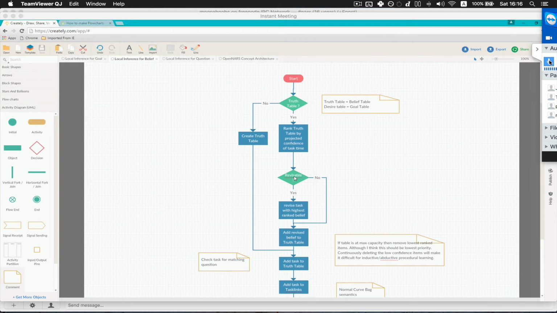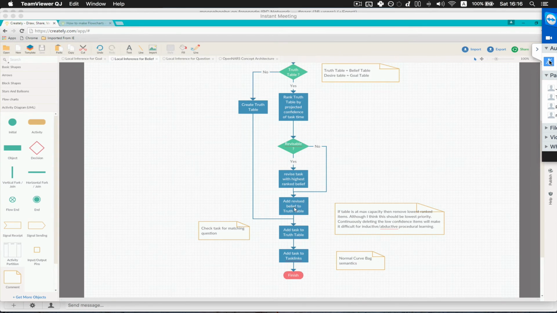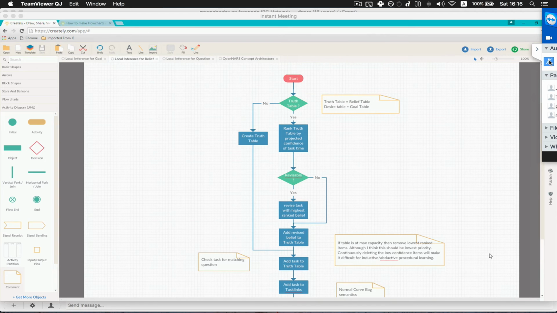That's more or less the same with local inference for goal at the same point. It's the same process. So we revise with the highest ranked belief. That becomes the active belief at that point. We add that to the truth table. That's the revised belief. We add the task to the truth table because they're different and they will have different evidence. And then we add the task to the task links, which is all relatively straightforward.